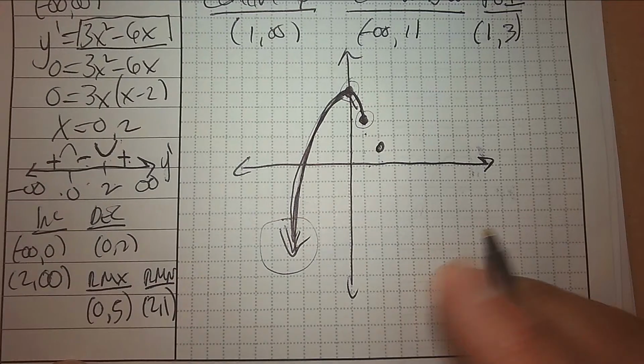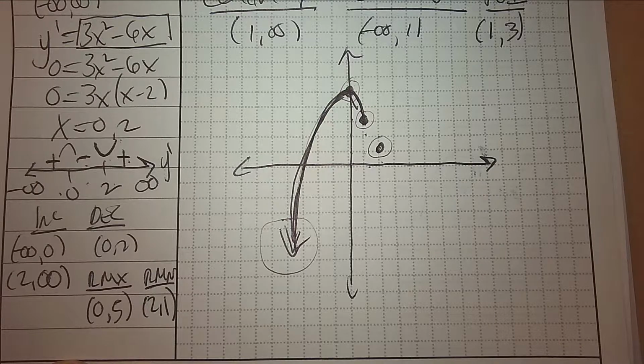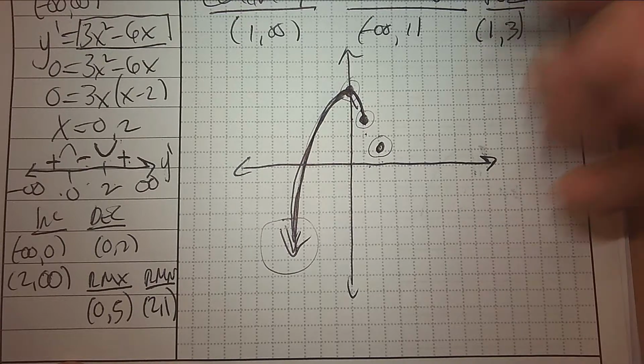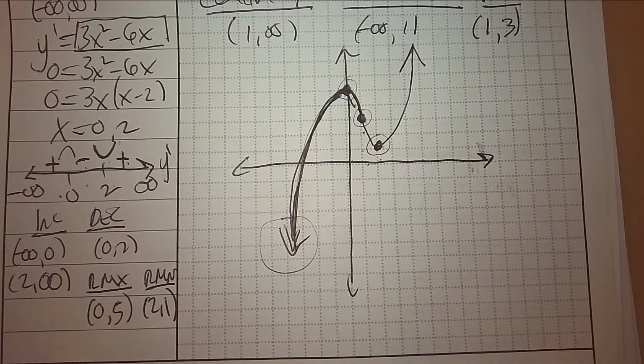Now what do we know about this point down here? That's a relative minimum, and we know the right end is going up. So the last part would be smiling, and the right end goes up.